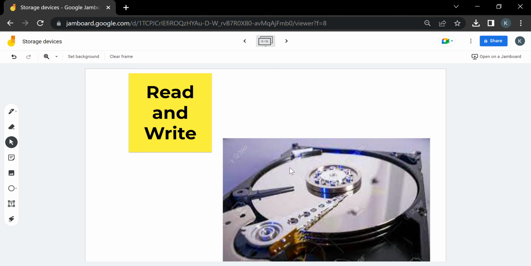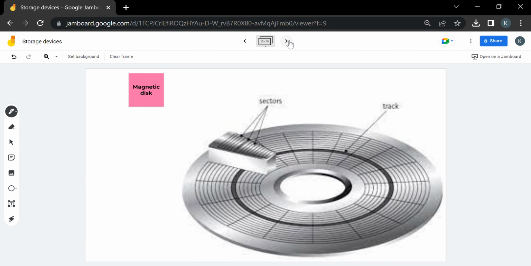Then I am describing the hard disk in detail. You can see different heads here, right? These are the heads that are being used for reading and writing operations over the hard disk platter. So how does a platter look? Like how the data is being stored over the platter.